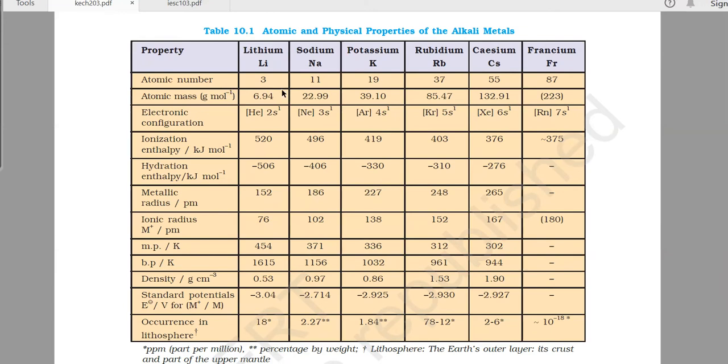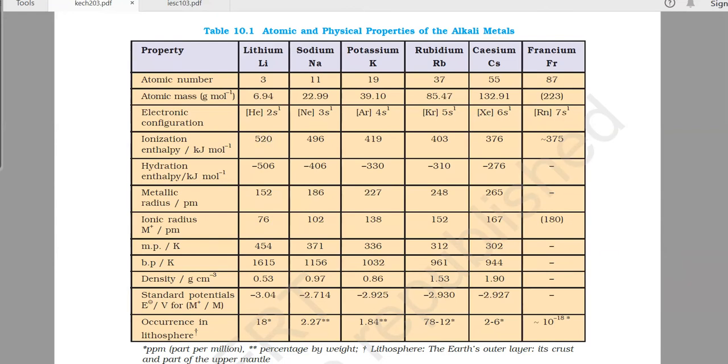Atomic masses: lithium is having 6.94, which can be considered as 7, then 22.99, that is 23, for potassium it is 39, for rubidium it is 85, for cesium it is 133, for francium it is 223. Electronic configuration: 2s1, 3s1, 4s1, 5s1, 6s1, and 7s1. We have discussed this before also.